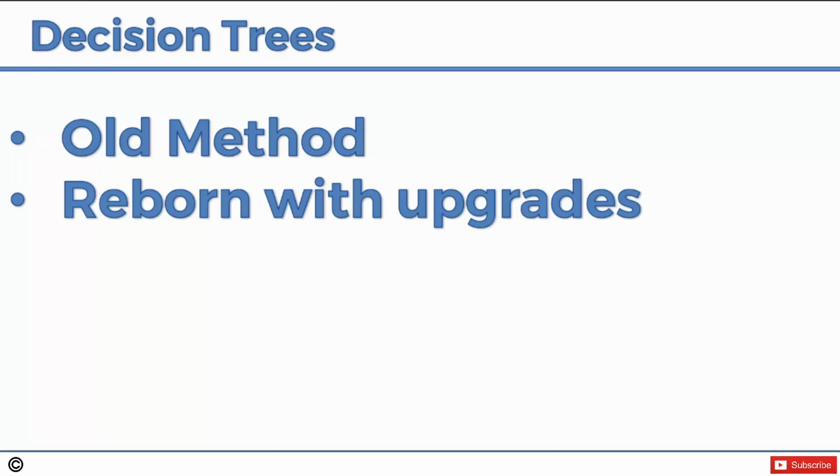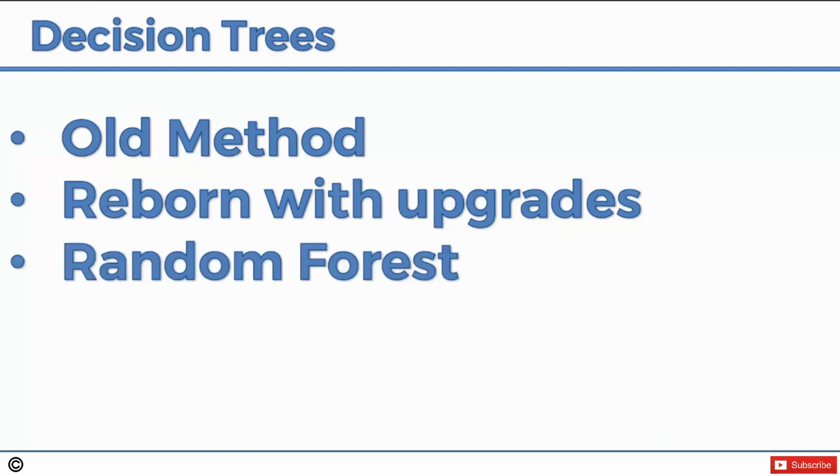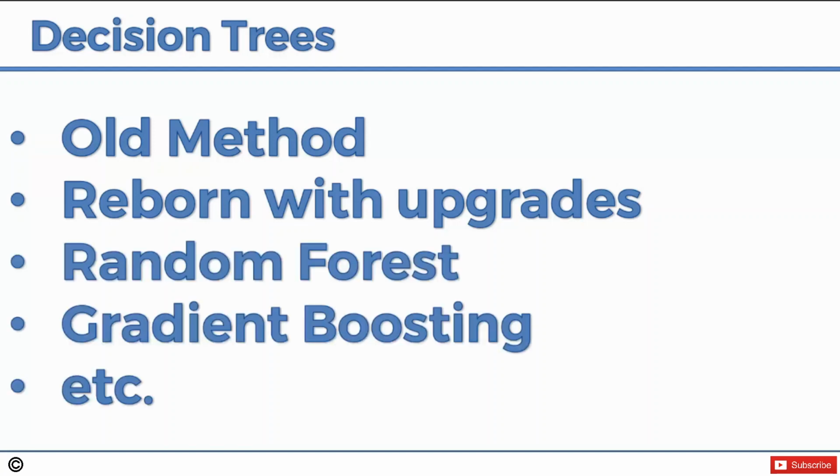And those upgrades are additional methods that build on top of decision trees. And such methods are random forest, gradient boosting, and other methods. And in this part of the course, we'll look at least at one of those other methods. The point is that decision trees are, though a very simple tool, they aren't very powerful on their own, but they're used in other methods that leverage their simplicity and create some very powerful machine learning algorithms.